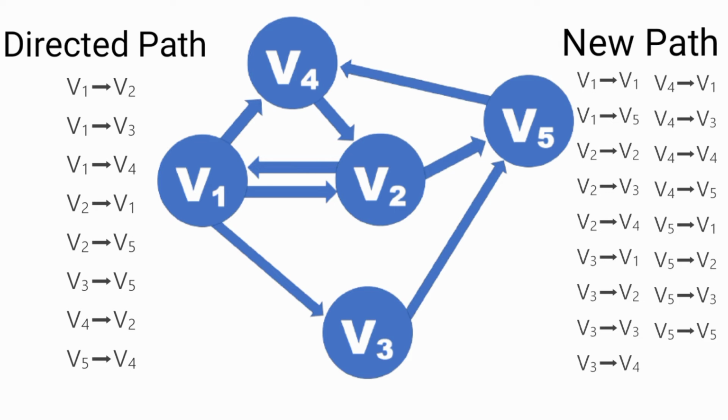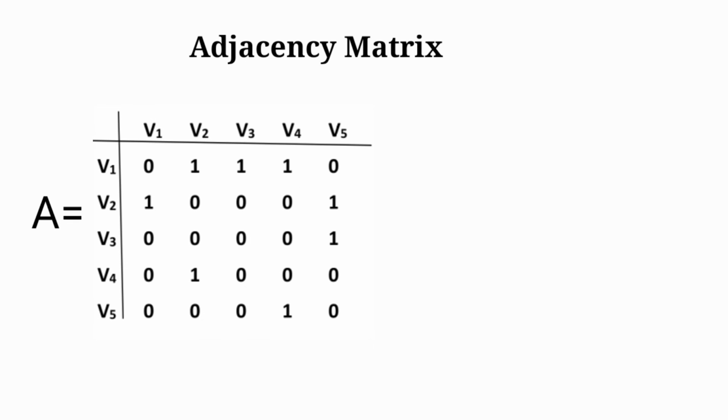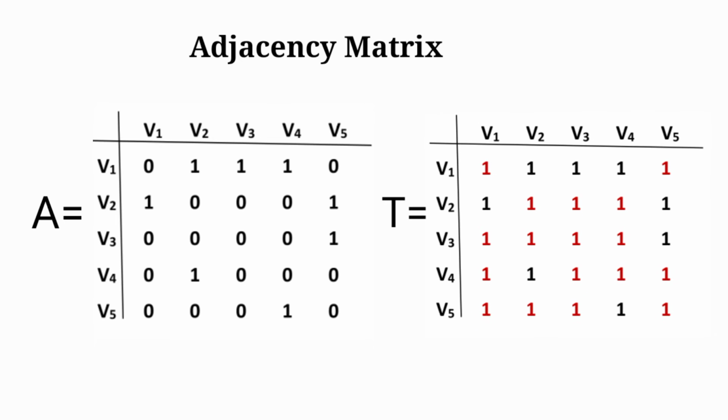V sub 4 has a directed path to V sub 1. V sub 4 to V sub 3. V sub 4 to V sub 4. V sub 4 to V sub 5. V sub 5 to V sub 1. V sub 5 to V sub 2. V sub 5 to V sub 3. And the last, V sub 5 to itself. So this is the adjacency matrix to get the transitive closure.